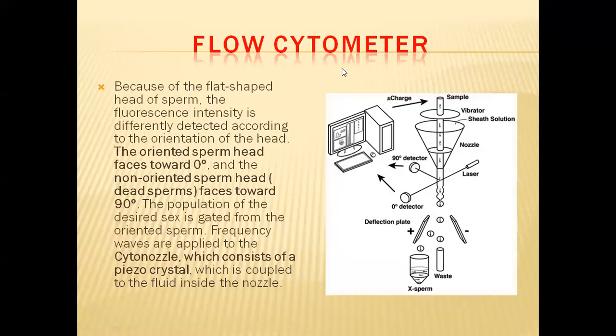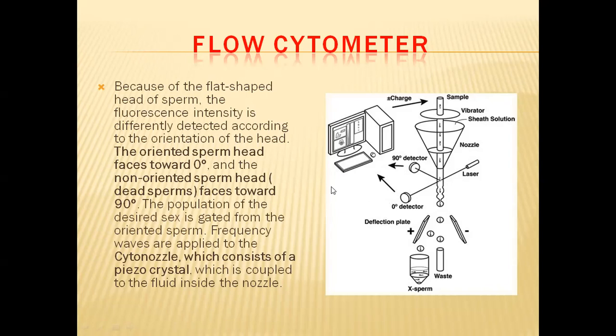X chromosomes usually have a negative charge, so they will be attracted towards the positive plate, and Y chromosomes have a positive charge, so they will be attracted towards the negative plate. So if we want to have only X sperm, we can place a vessel under the positively charged deflection plate. Or if we want only Y sperm, then we can place the vessel under the negatively charged deflection plate.